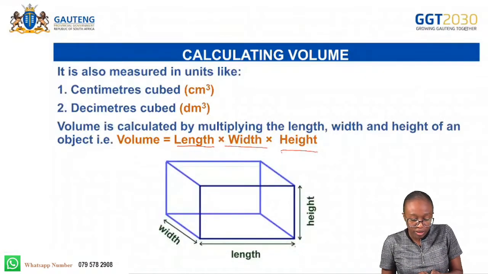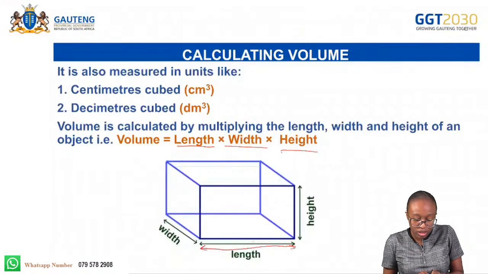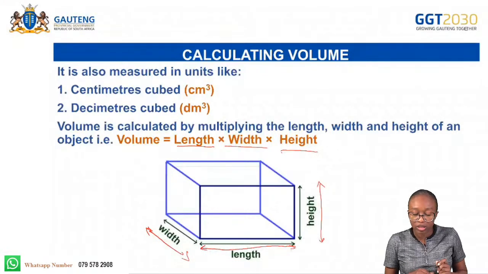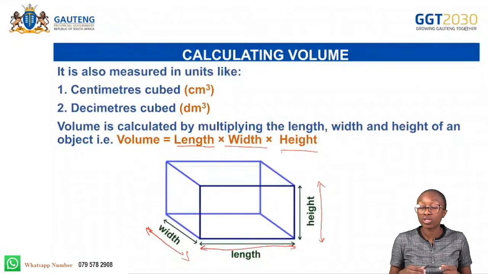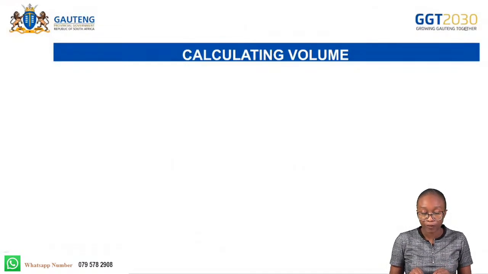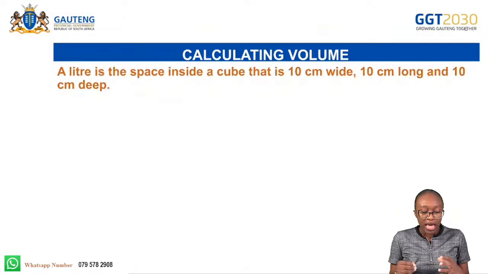Which one is the length? This is the length. How long is it? And then this is the width of the object. And then how tall or how deep is the object? This is how you measure it. You say length multiplied by width and multiplied by height. All right. Now, a liter.